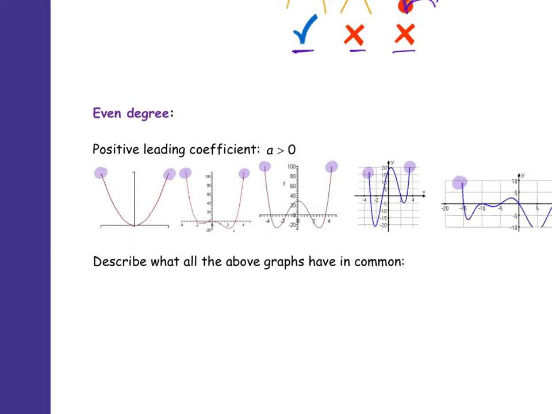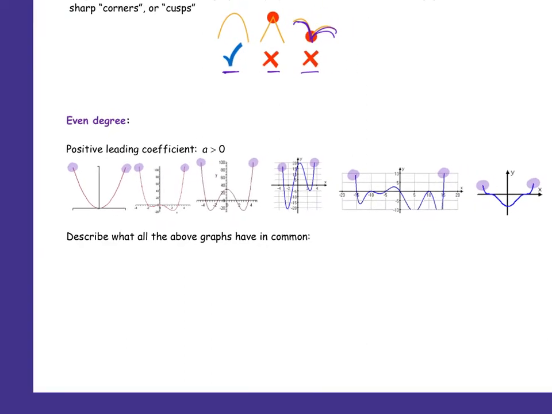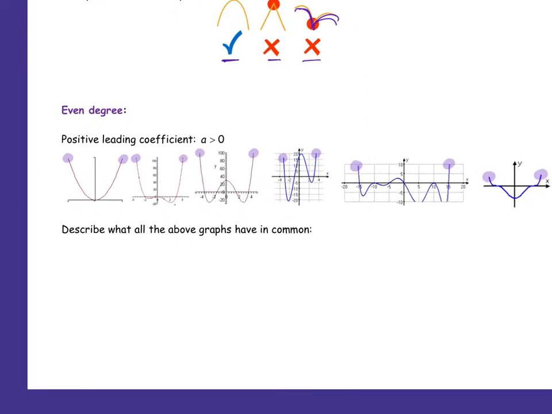Someone say in simple terms what's happening. I need to get this all on the iPad. In simple terms, what's happening at the end if A is greater than 0? Yes, y goes to positive infinity every single time.